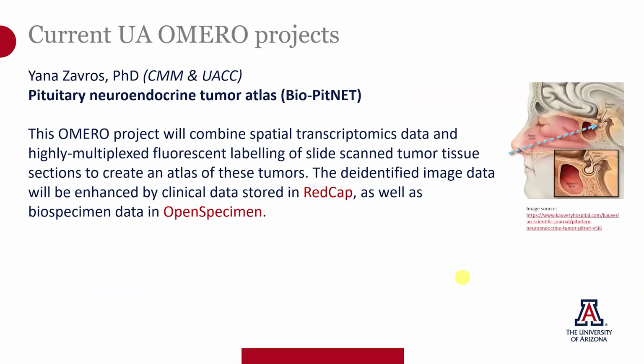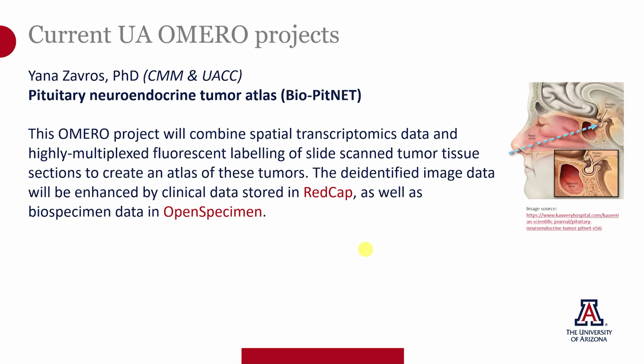Dr. Zavros is working on a tumor atlas for pituitary neuroendocrine tumors. She's also working on one for pancreatic cancer. And she wants to combine spatial transcriptomics data. If you're not familiar with that term, that's basically looking at DNA and RNA expression on a tissue section, along with highly multiplexed fluorescence labels of the slides. So what proteins are actually being expressed, using up to 20 channels of fluorescence on a single slide.